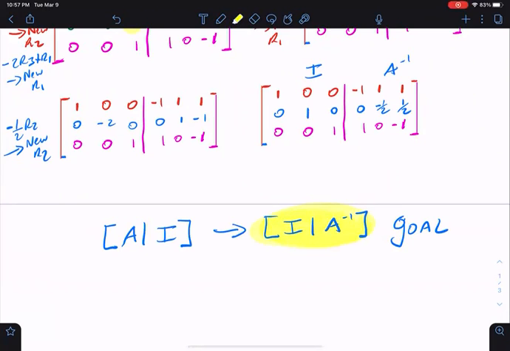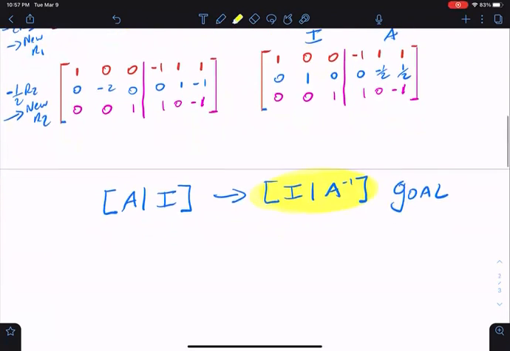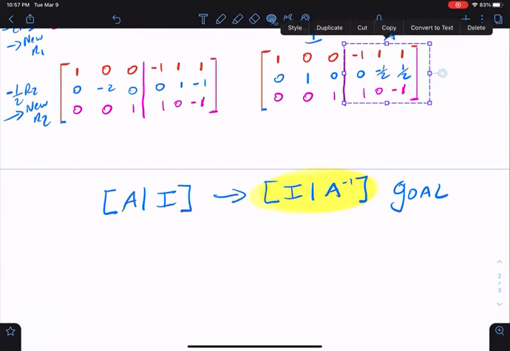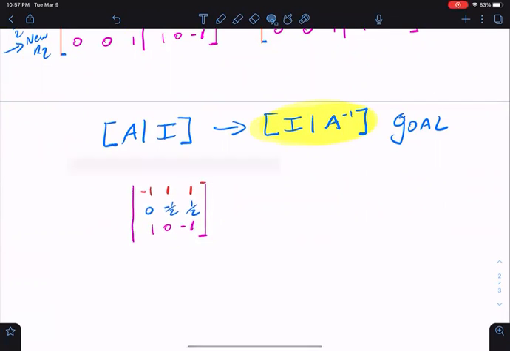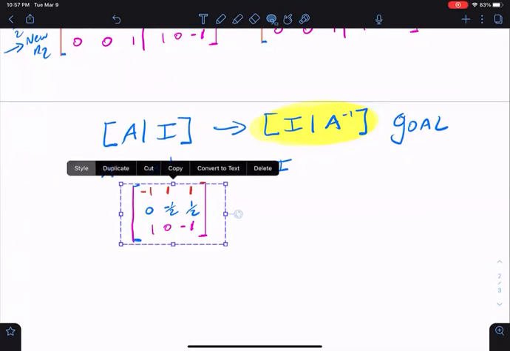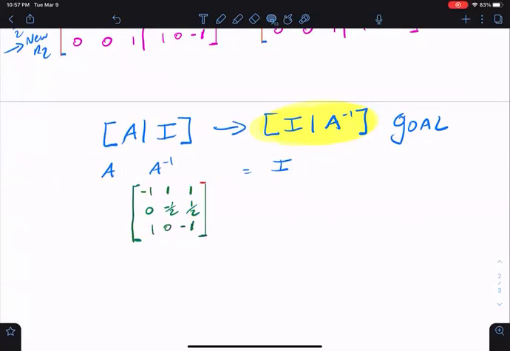Now you might say, Mr. Flores, how do I know I'm right if I don't have the answer key? Well, you need to multiply. You will need to do that the long way. So remember, this is A inverse now. So let's do the matrix multiplication. If I do A times A inverse, I should get the identity, right? So let's do that. That's what I have so far.